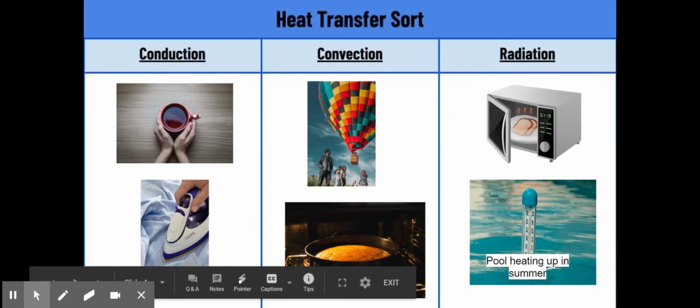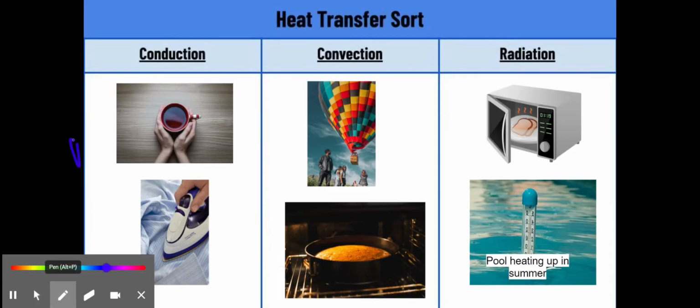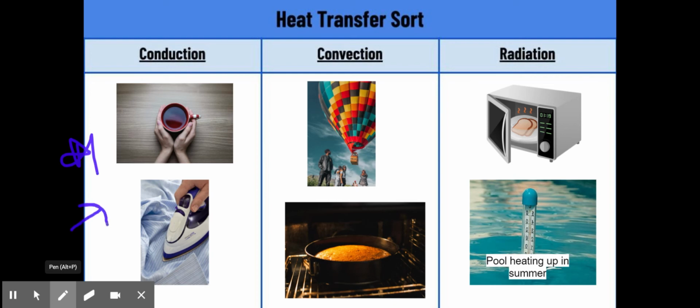All right, so we have some examples of conduction right here in this first one. Again, holding that cup of hot coffee or cocoa warms my hands. Irons use that conduction in order to iron out wrinkles because you directly place that heat on there. Convection would be like that hot air balloon with the hot air rising, or our oven right here. And again, with that radiation, we have that microwave or the pool heating up because of that sun rays hitting it.